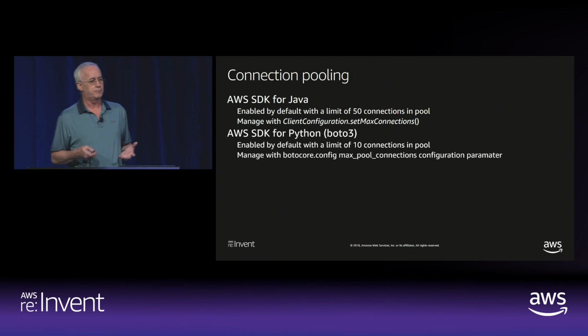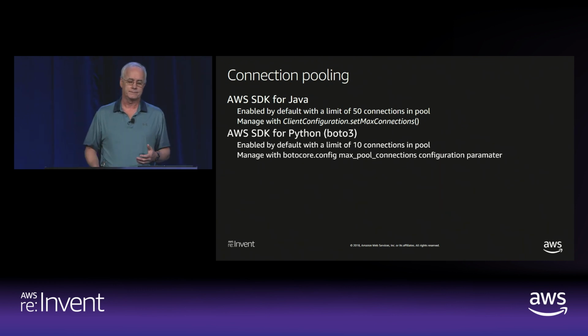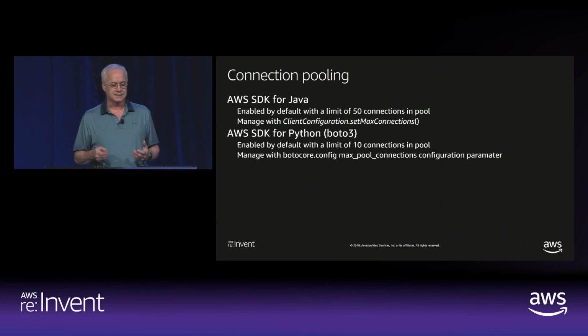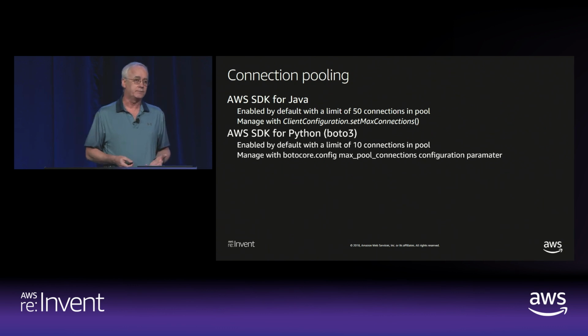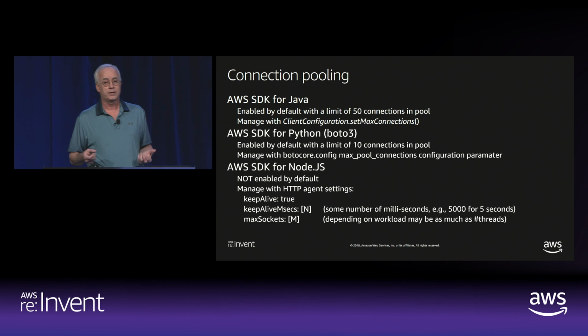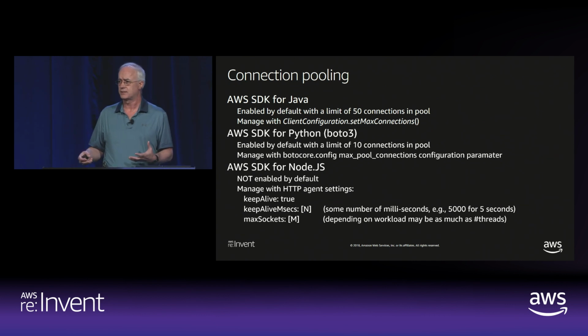And so if you're going to run a Python service that's written in Python, and you're going to have more than 10 threads that are going to be simultaneously accessing DynamoDB, you want to increase this limit. And Node.js is one that has no connections by default. So it has no connection pooling.